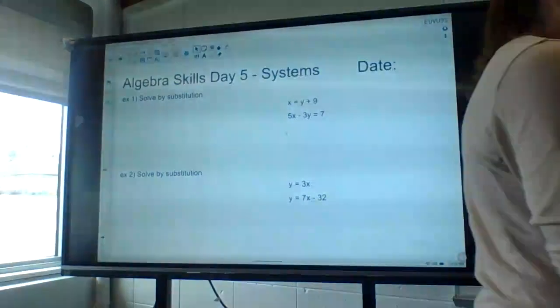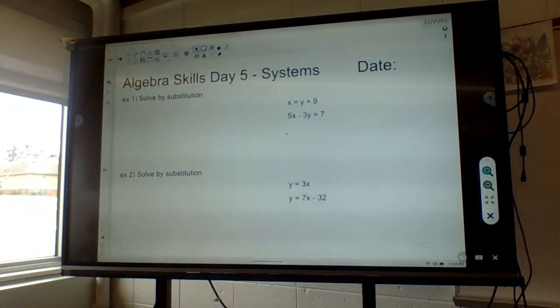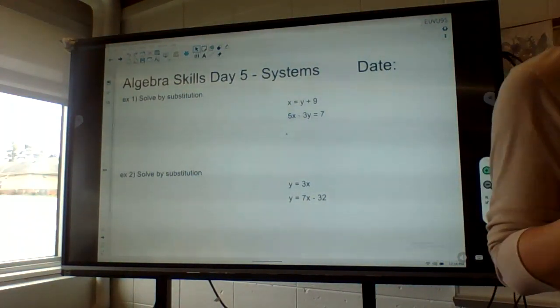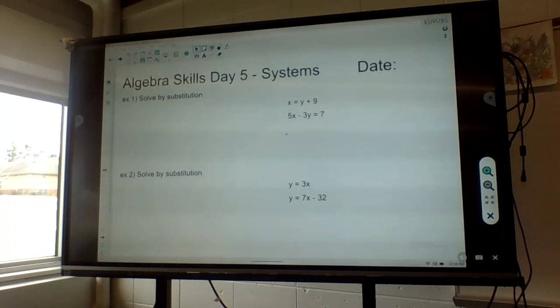We're going to start our systems by talking about solving by substitution. Technically, we learned a few different ways to solve systems. We learned how to solve by graphing, substitution, elimination. Guys, I wouldn't choose to use graphing very often with systems unless it's really obvious and I know the graph paper is right there.